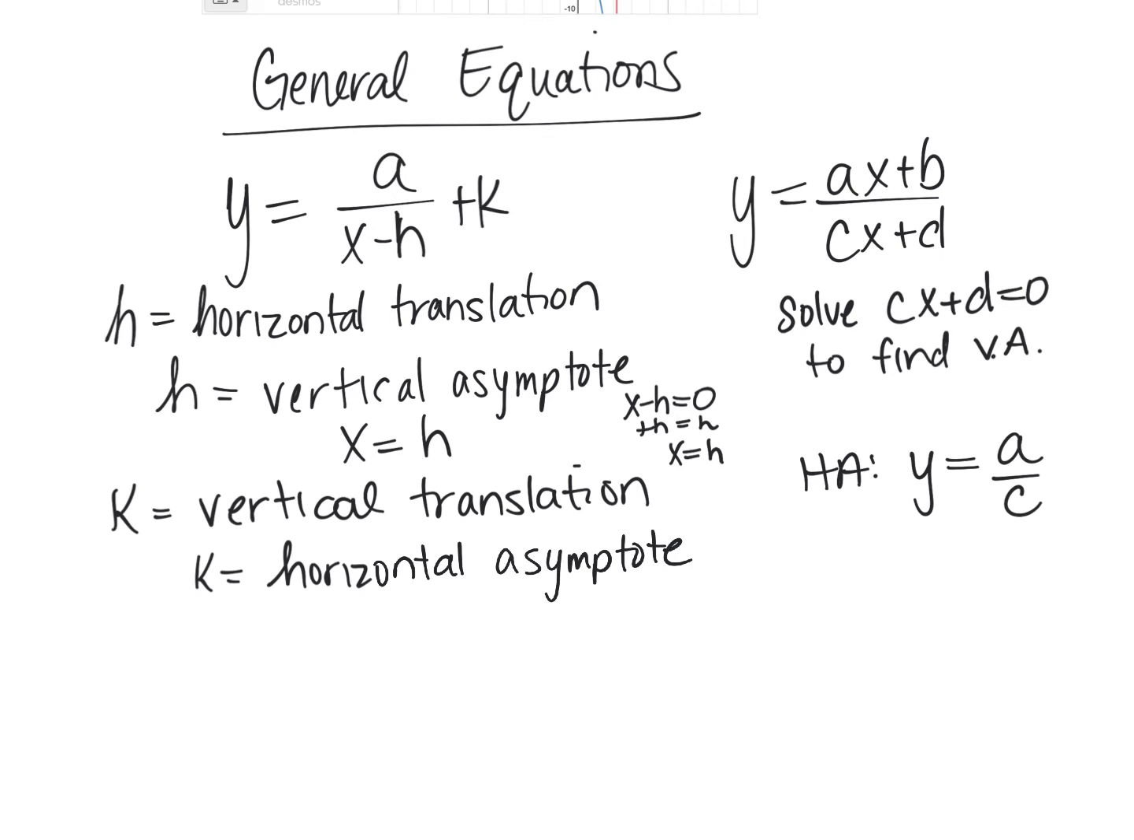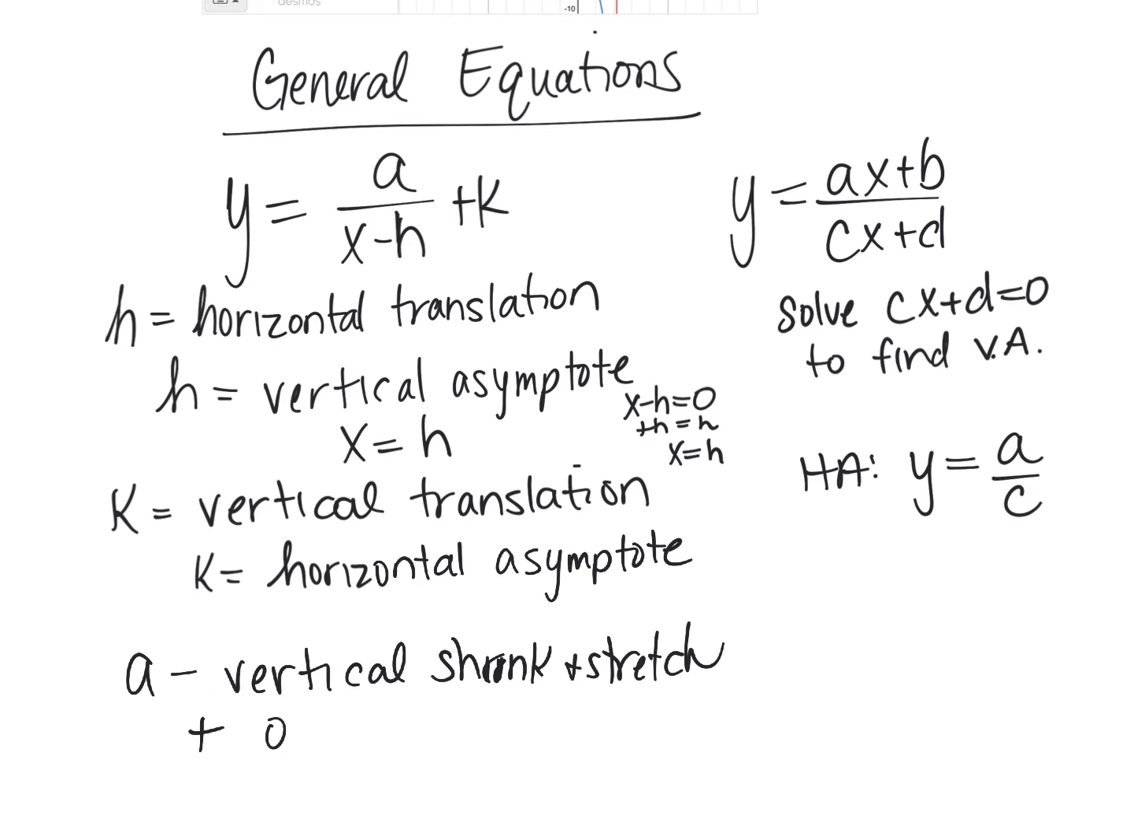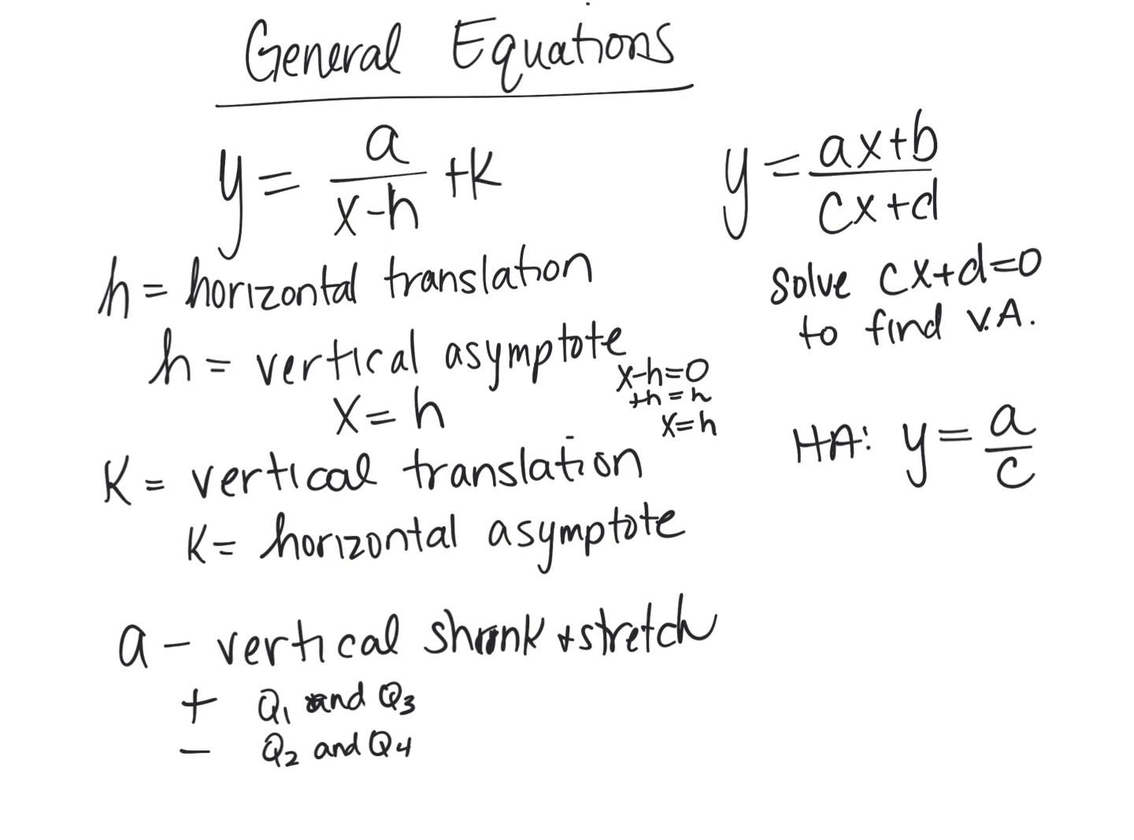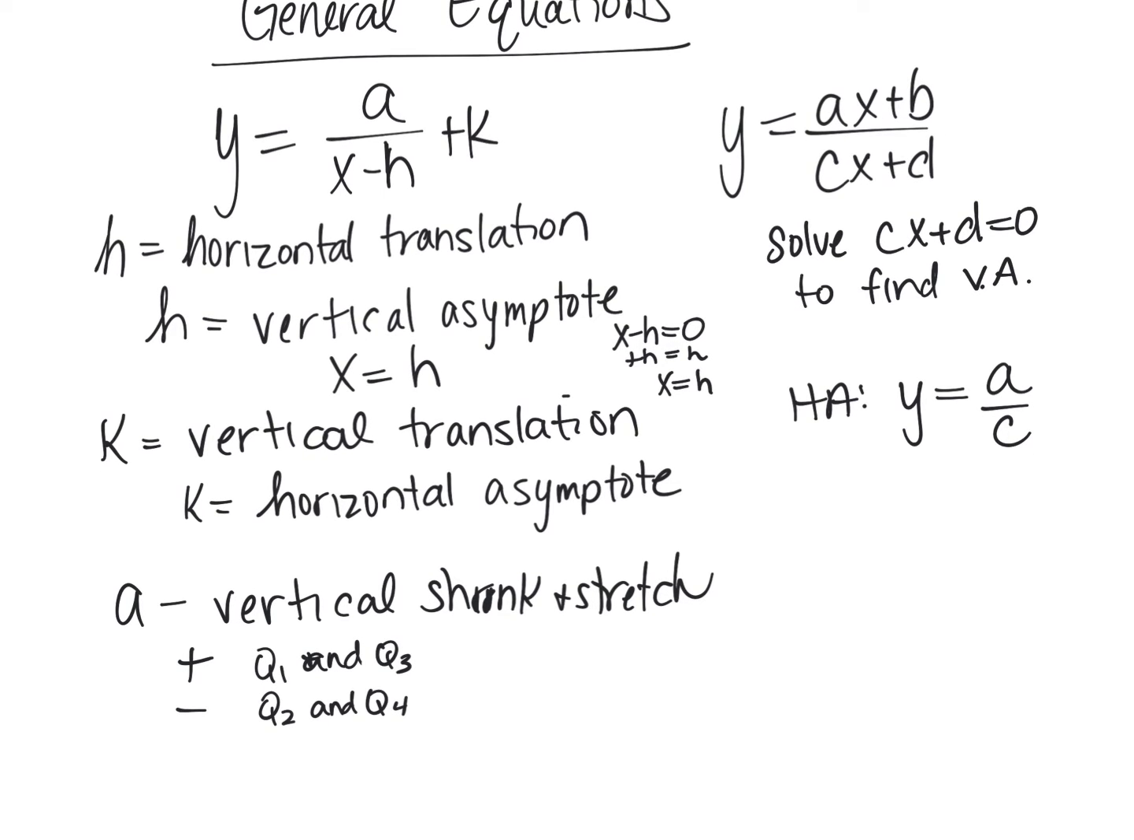Okay. And then a is our vertical shrink and stretch. And if it's positive, it's in Q1 and Q3. If it's negative, it's in Q2 and Q4. We're not really going to do much other than use it when we make our little tables.